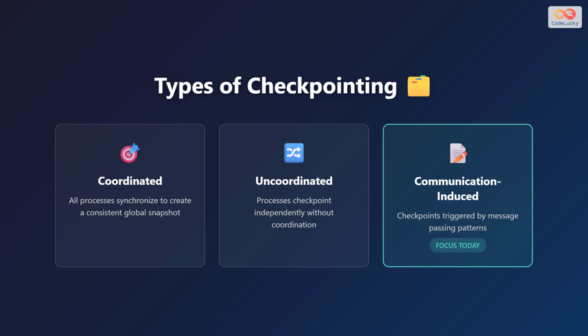There are three main types of checkpointing. Uncoordinated checkpointing, where each process saves its state independently without synchronization. This is simple, but can create orphan messages and complicate recovery. Coordinated checkpointing, where all processes synchronize before saving their state together. This ensures consistency, but requires coordination overhead. Finally, communication-induced checkpointing, which is a hybrid approach that selectively coordinates based on communication patterns to balance consistency and efficiency.